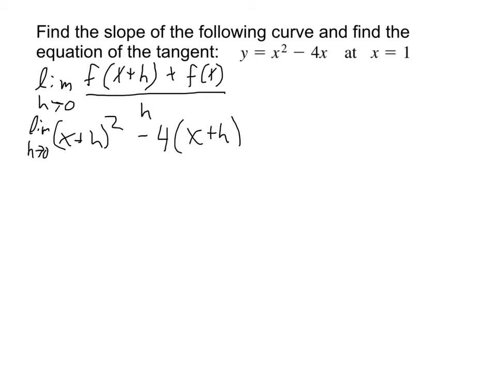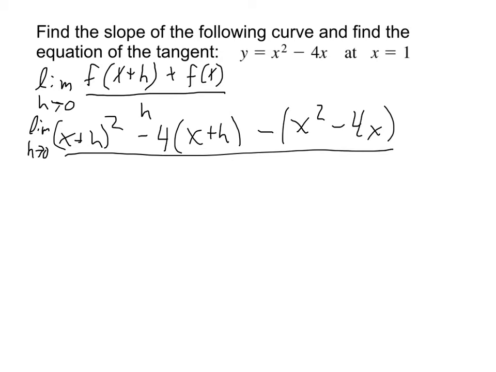And then, so that's the first point, then minus f of x, which would just be x squared minus 4x. And this is all over, if we did it, x plus h minus x. That's just left with h. I guess I probably should have done that in the first step. So those cancel in the denominator.